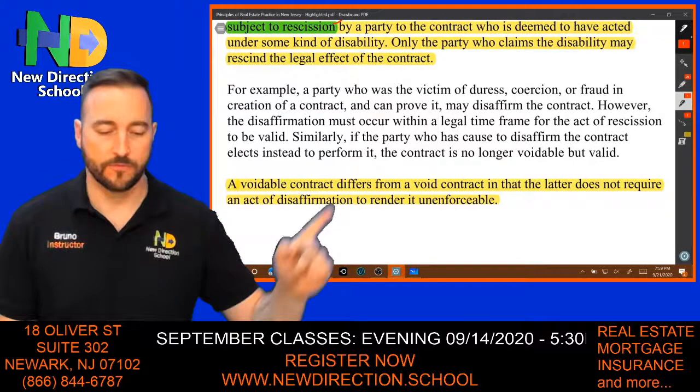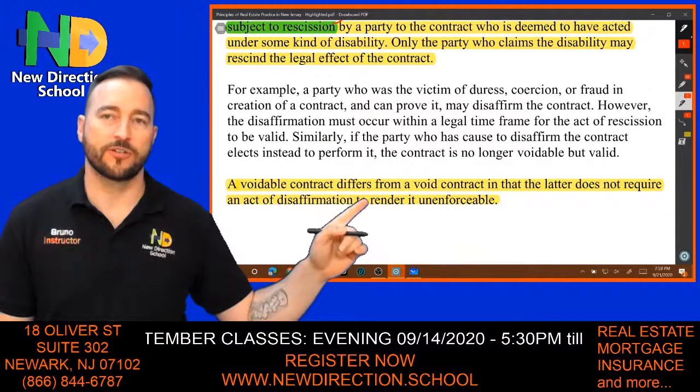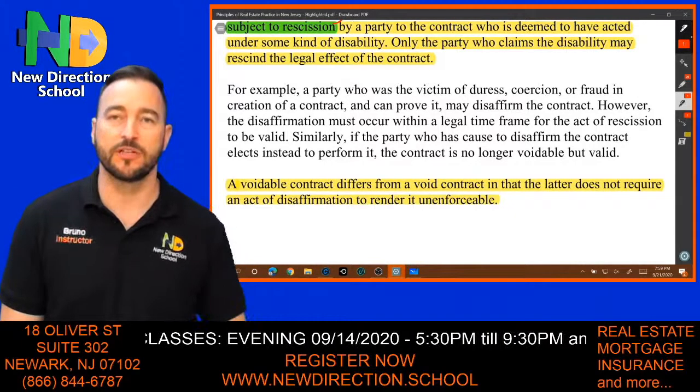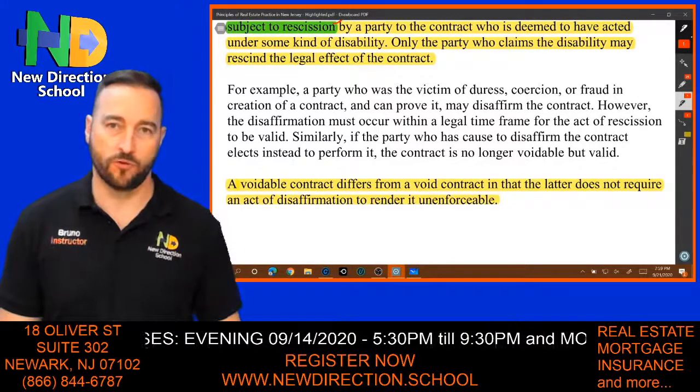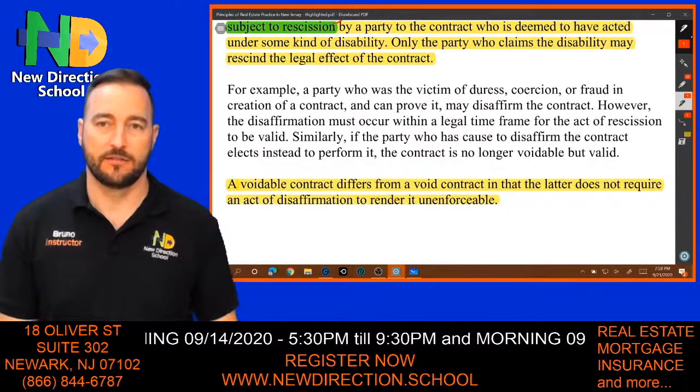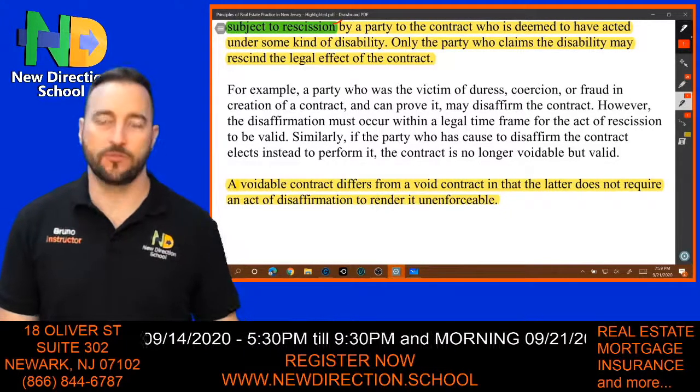Now, a voidable contract differs from a void contract in that the latter does not require an act of disaffirmation to render it unenforceable. So I don't have to actually cancel it or put a statement to it.